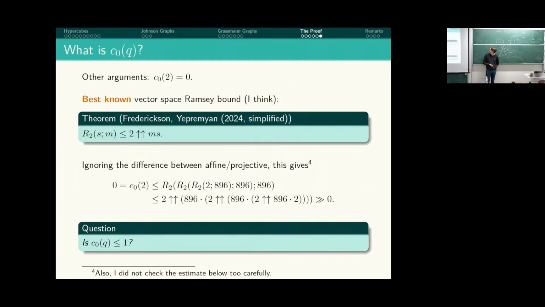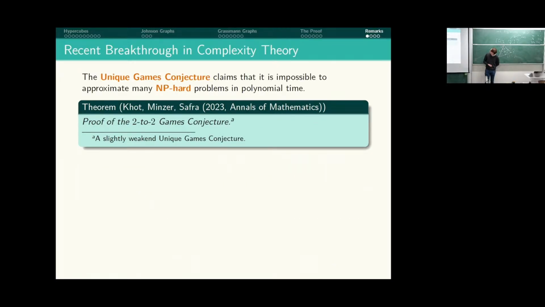Okay, so let me give some more motivation at the end of the talk. I'm done with the argument how you show this. The first motivation is for the proof of the 2-2-2 games conjecture. So the unique games conjecture is about, do you want to approximate an NP hard problem? Is it hard or not? Or can you approximate it well in polynomial time even if NP is not equal P?